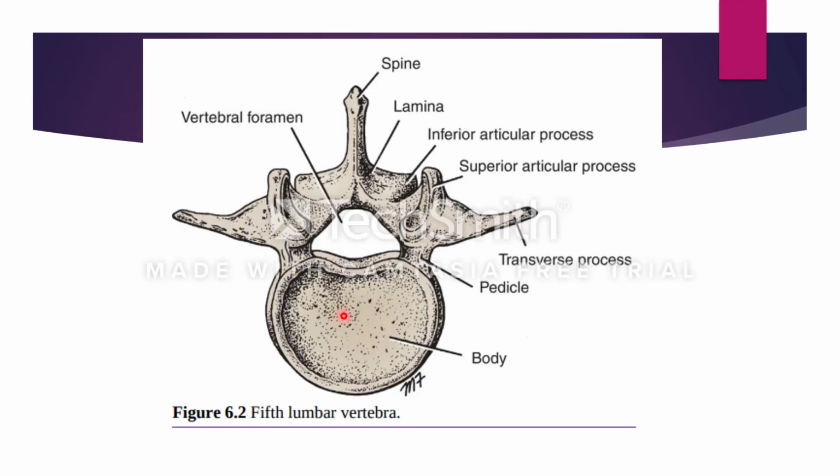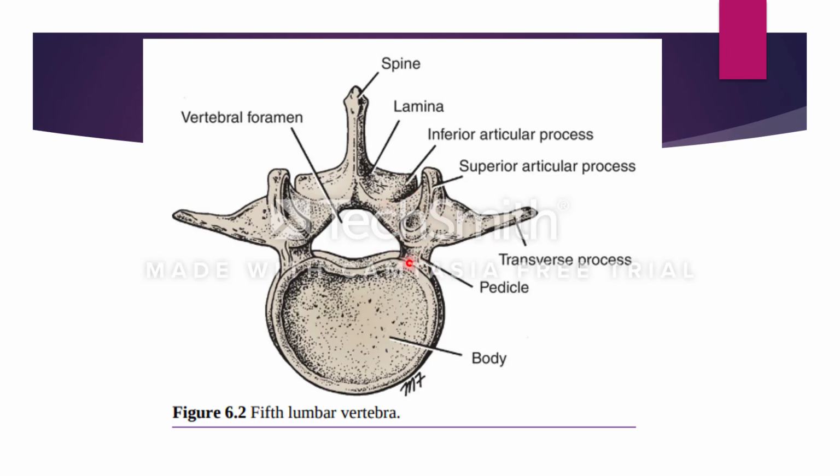See here, this is the 5th lumbar vertebra, which is the atypical one. This is the body. The body is massive and kidney shaped. This is the vertebral foramen. There is one vertebral foramen in each vertebra. These are the conical transverse processes. See here, these are the transverse processes. This is the superior articular process. There will be inferior articular processes.